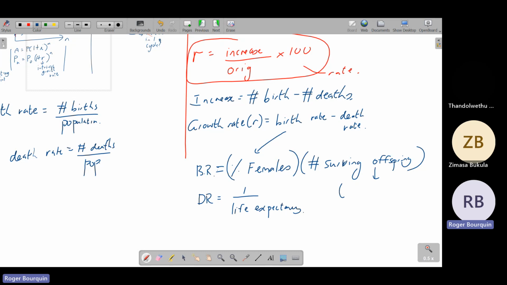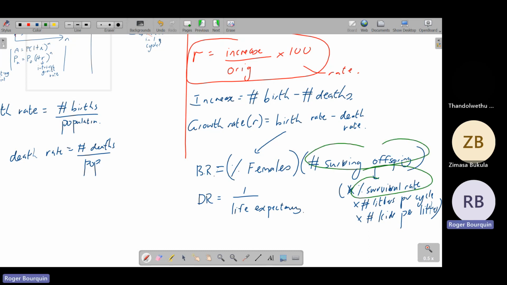It's generally going to be percentage survival rate of newborns, times by number of litters per cycle, times by number of kids per litter. That's generally the logic you're going to use to figure that out. So the number of surviving offspring would be equal to the survival rate, times the number of litters per cycle, times the number of kids per litter.